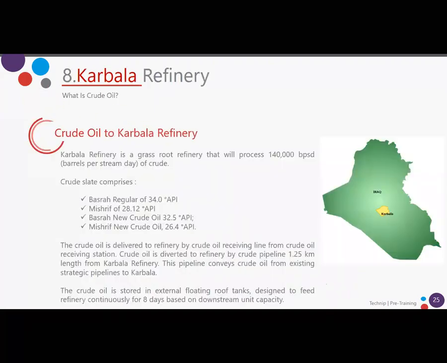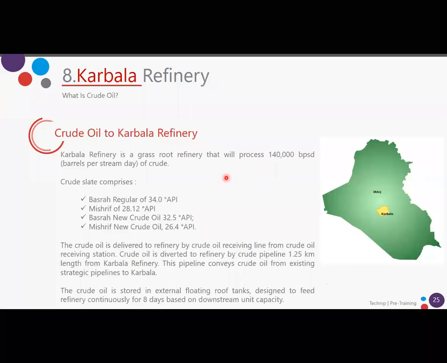So what you will use in the Karvala refinery are mainly crudes from two places, from Basra and from Mishrif. You will process it in the grassroots refinery that will process 140,000 barrels per stream day of crude. These capacities are based on the first unit capacity, that is the crude oil distillation column, which is capable of processing this quantity of crude oil.